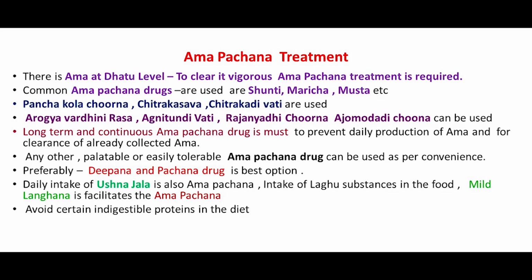Intake of laghu substances in the food and mild langhana also means increasing the āma-Pachana, and avoid certain undigestible proteins in the diet, because some of the proteins which are undigestible may further increase the āma. Proteins always have antigenic property. So, if āma is formed from the proteins, that is more dangerous in case of nephrotic syndrome. Therefore, we have to avoid some undigestible, complicated proteins in the diet.